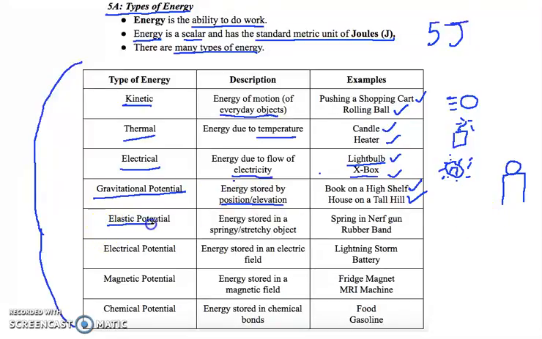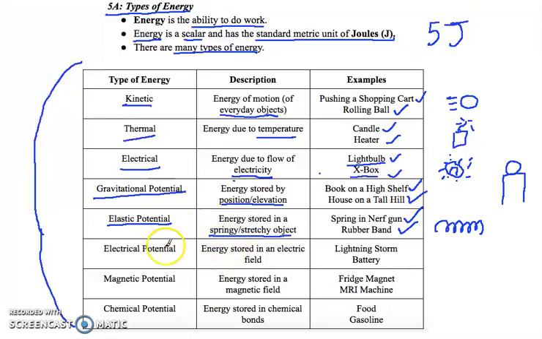The next type is electric or elastic potential. That's energy stored in a springy or stretchy object. So an example would be the spring in a Nerf gun, a rubber band. So anything where you can store energy because it's springy, because it's stretchy, you'll be able to store elastic potential energy.